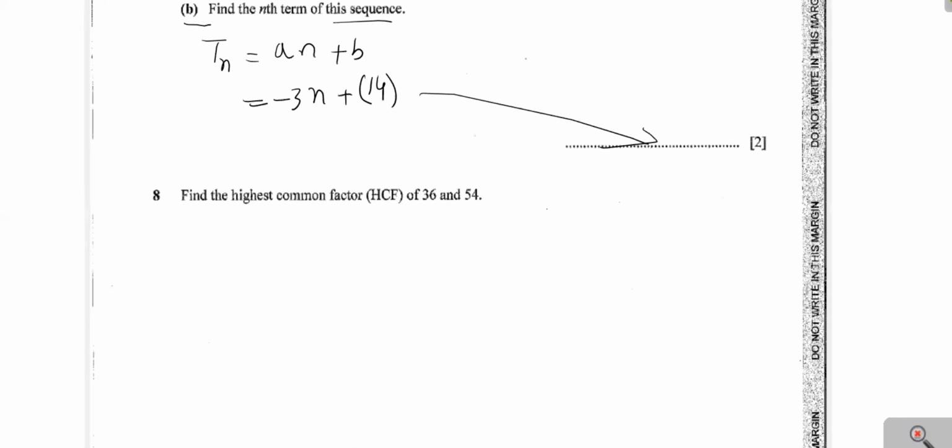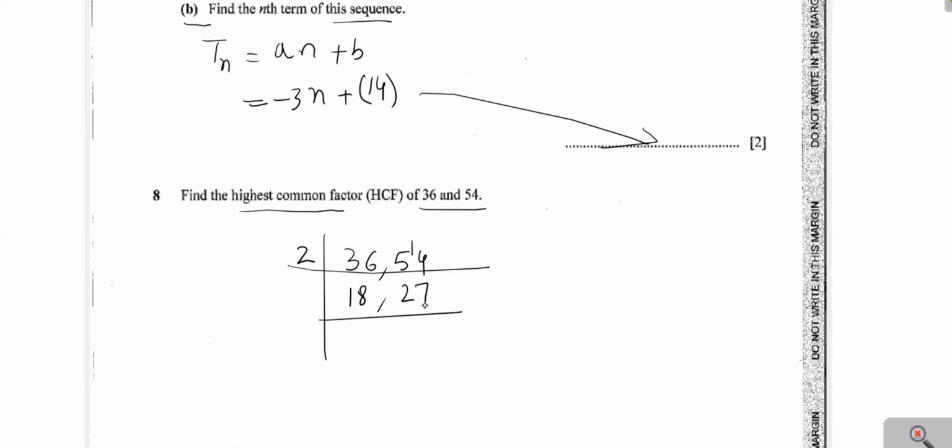Question number 8, find the highest common factor of 36 and 54. The highest common factor we can calculate by this method. In this method, we see the common factor of 36 and 54. The common factor of 36 and 54 is 2, and therefore we can divide 36 and 54 by 2. We get 2 times 18 is 36, and 2 times 27 is 54.